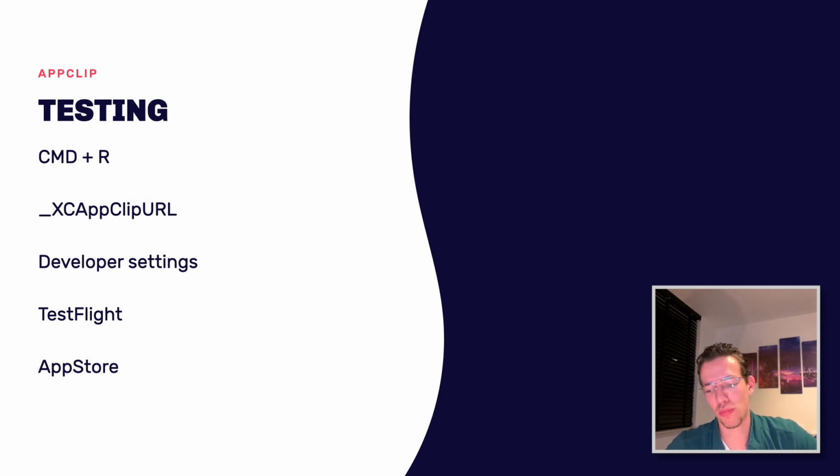And of course, sometimes you will also want to test specific invocations with the advanced URLs you've made. And you can do that using the _XCAppClipURL, and you can put it in your environment variable. There are also some developer settings you can use, which I will talk about soon, in TestFlight and in the App Store. You can do a lot in TestFlight, but for the official test, you have to wait until your app is in the App Store to actually validate production. And that's kind of awful, but well, that's how Apple works.